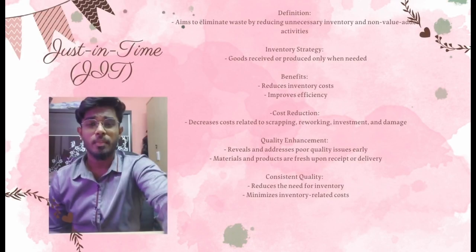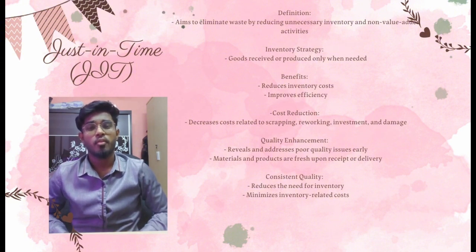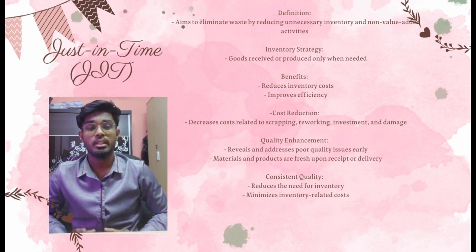The fifth concept in TQM is just-in-time. The just-in-time philosophy aims to eliminate waste by reducing unnecessary inventories and non-value-added activities from operations. It's an inventory strategy where goods are received or produced only when needed, cutting inventory costs and improving efficiency. With less inventory, costs related to scrapping, reworking, investment, and damage decrease.